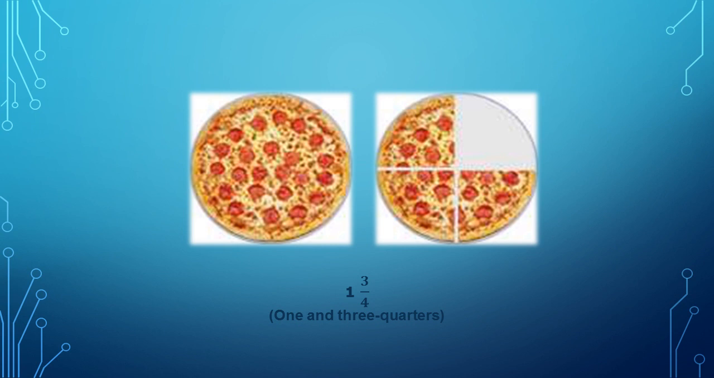So I divide it into 4 parts. I write 4 downward. How many parts do I have from the 4? 3. So I'm going to write 3 upward. So how do I read the number? Now it will be 1 and 3/4 of the 2 pizzas I have.